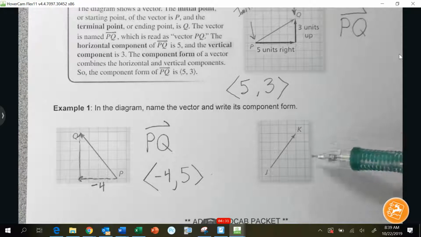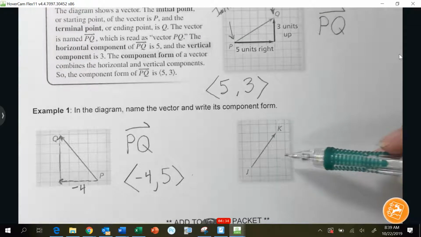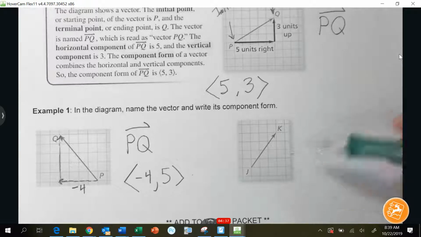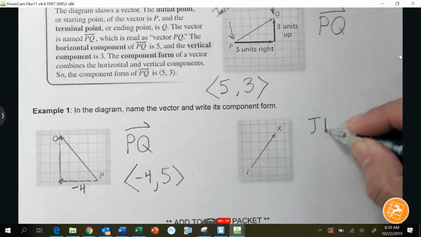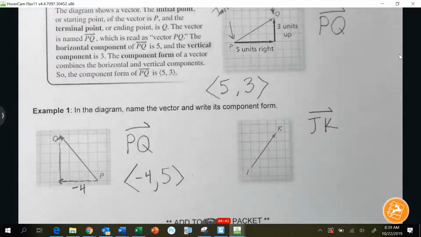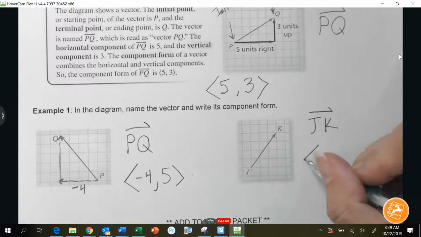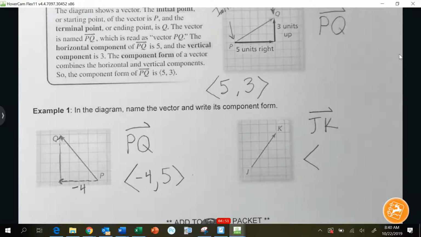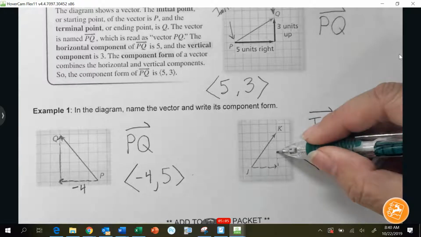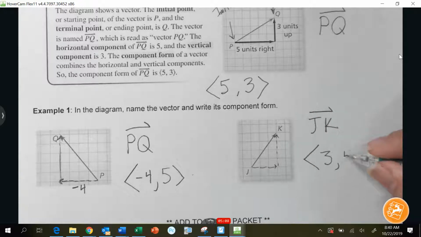Okay, can you name this vector? Yep, JK. Vector JK, we have that funny little thing above it. Emily, can you help me find the horizontal component? Is that going to be a +3 or -3? Positive 4? Yes, good. Excellent. Can we handle that?